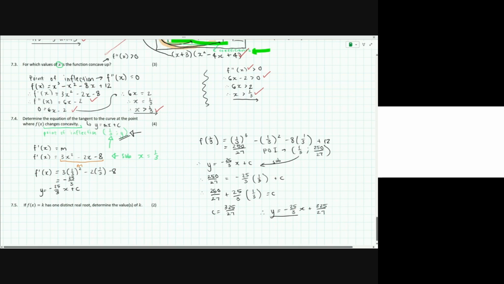So great, guys, please don't panic when you get these horrible values, particularly when we're talking about points of inflection where you've worked out your x value to be a fraction. They're going to be gross. Okay, it sucks, I know, but they're just going to be ugly.